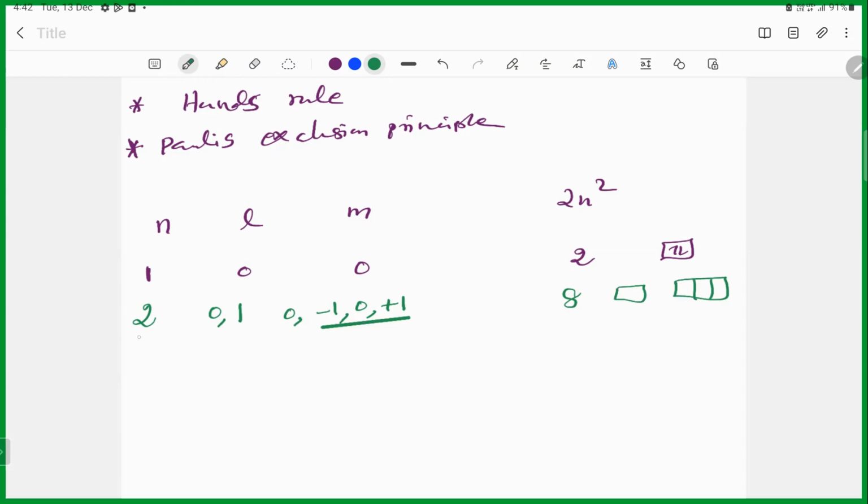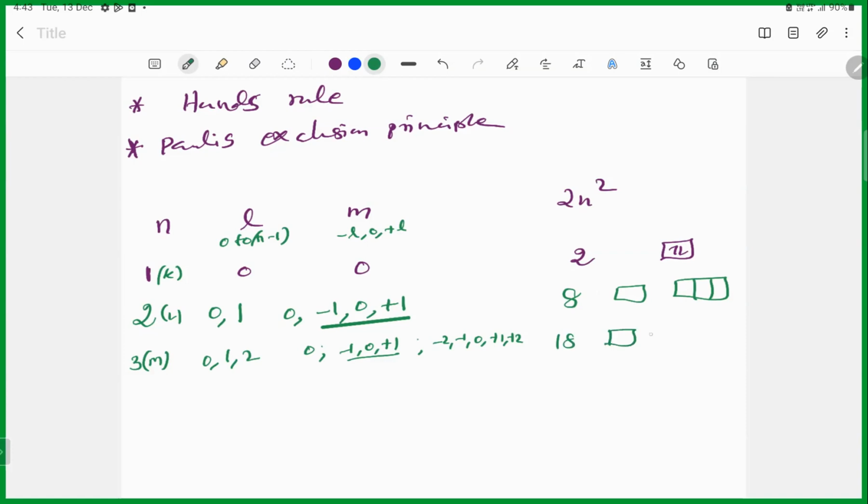Now when n is equal to 2, that means L shell, and n is equal to 3, M shell. 0, 1, 2, because 0 to n minus 1 is the l value. This is minus l, 0, plus l. So it becomes 0, minus 1, 0, plus 1, and then minus 2, minus 1, 0, plus 1, plus 2. So you have totally 18 electrons. So s orbital, p orbital, and then d orbital.